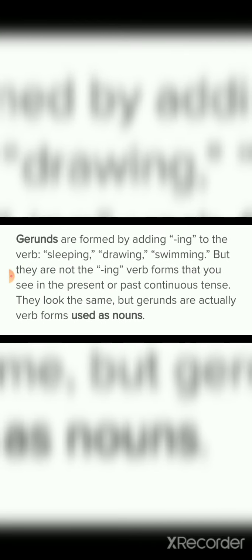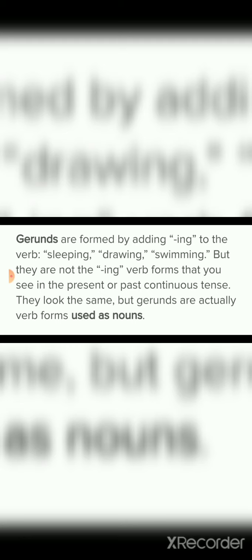Moving to gerund. Now gerunds are formed by adding ing. Remember the trick. Infinitive always with "to," and gerunds always with ing, the progressive form of the verb. So gerunds are formed by adding ing to the verb: sleeping, drawing, swimming. But they are not the ing verb forms that we always use, like I'm eating, I'm moving. Okay. In the base form, when we add ing, then it will be used as a noun. I will show you how to use it.